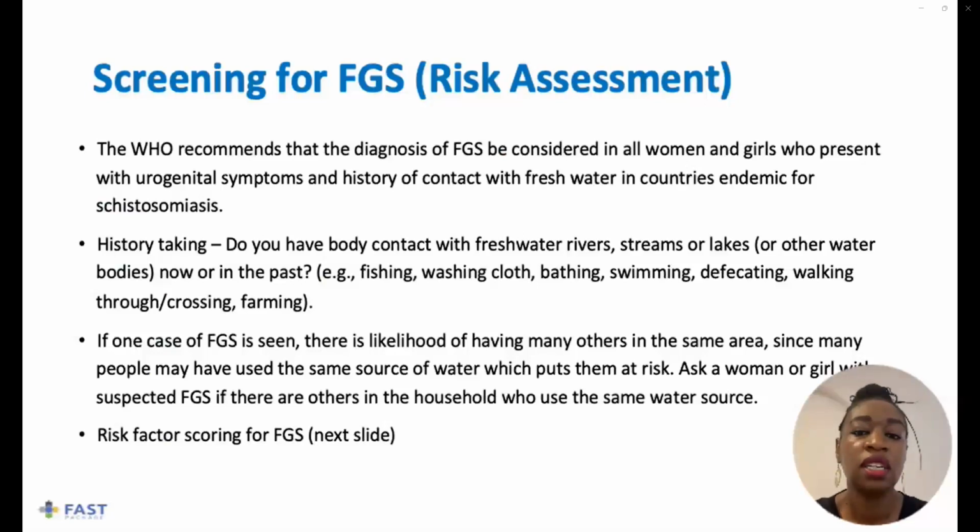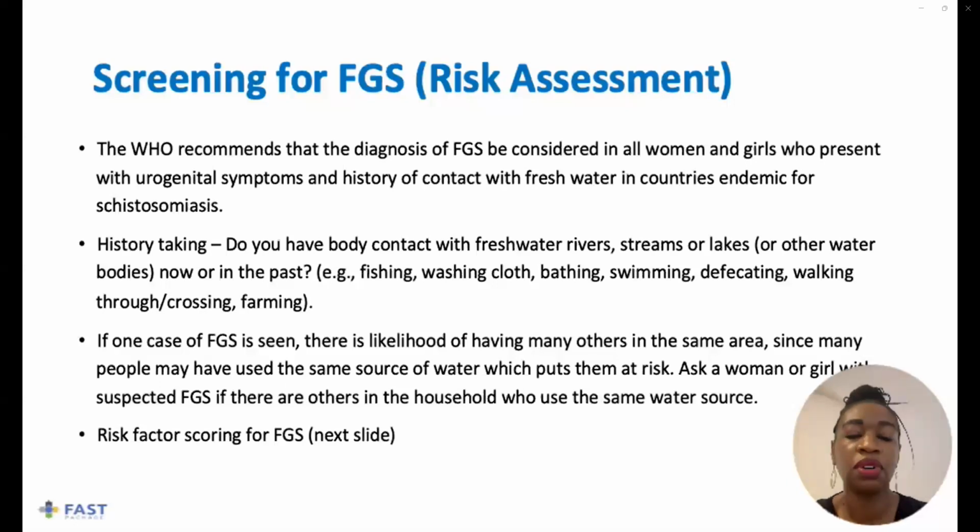When you're asking in your history, what are you looking for? What are the questions that you're asking? Number 1, you can ask very plainly, do you have any history of contact with a freshwater body, such as rivers, streams, or lakes, now or in the past? Remember, we said FGS is a chronic manifestation of Schistosoma haematobium infection. So there has to be that past history of contact with an infected or contaminated water body.